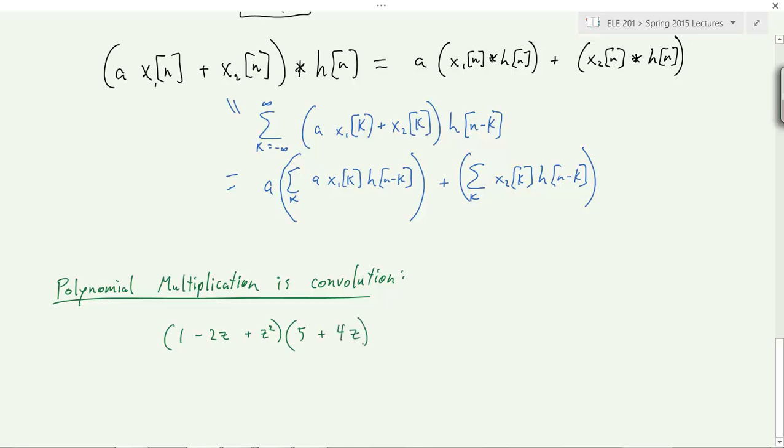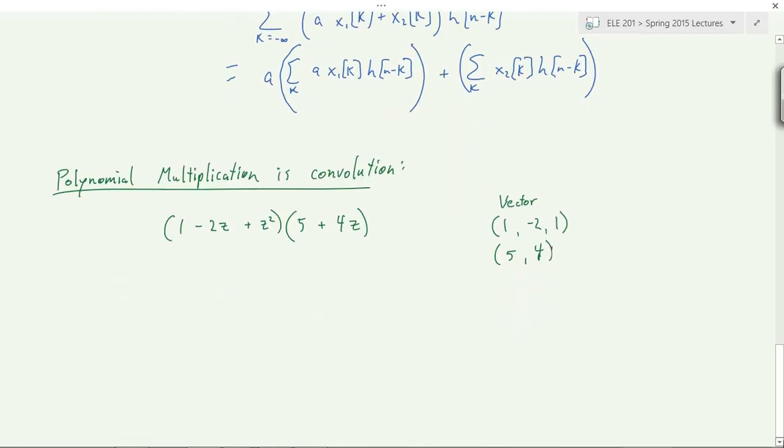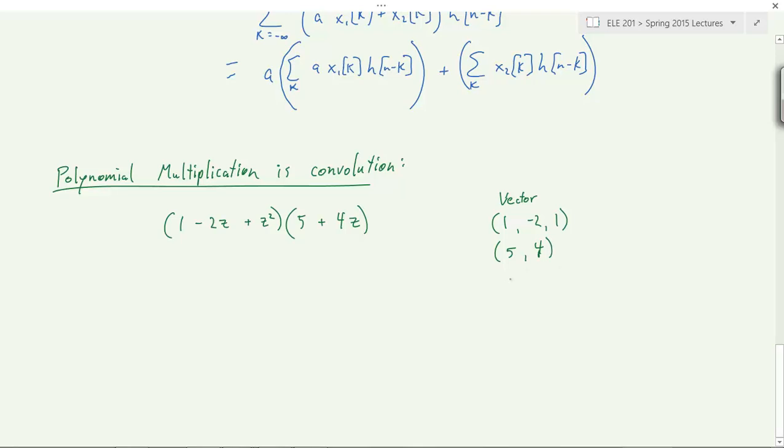You do all these cross multiplies, but if you represent each polynomial as a vector, you've got one that's 1, comma, negative 2, 1. That's the first polynomial. And the second one is 5, comma, 4. If we interpret these correctly, that can be a representation for a polynomial. And it turns out that when you do this multiplication, it's exactly the same as doing a convolution of these two vectors padded by zeros.